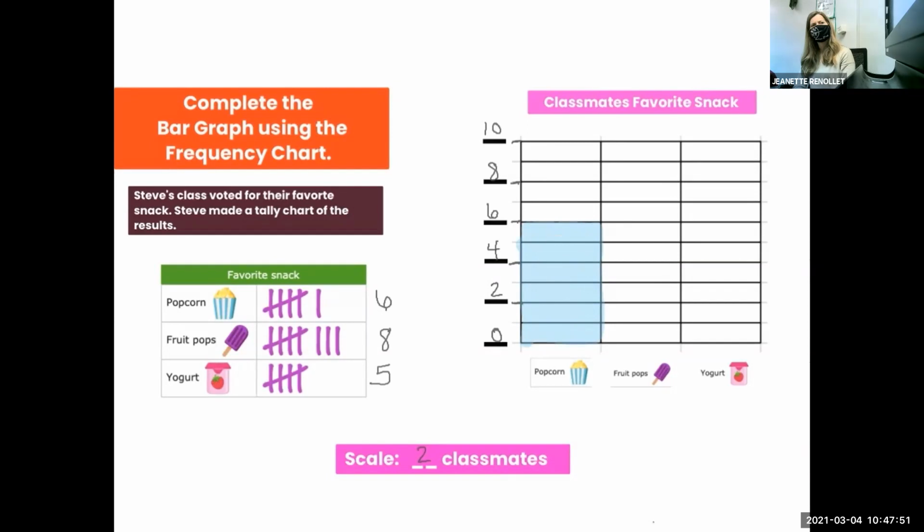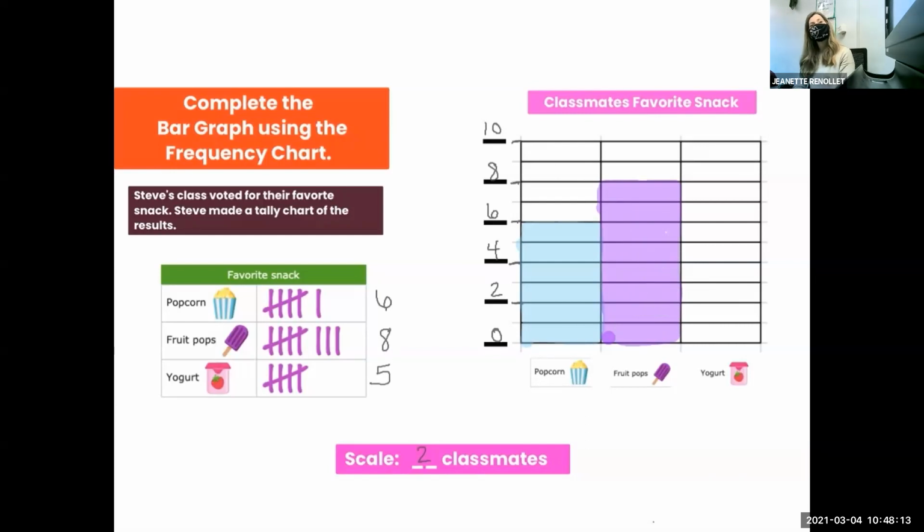For my Fruit Pops, you see that I have a total of 8 people that liked Fruit Pops the best. So I'm going to start at 0, 2, 4, 6, 8, and color that bar in.